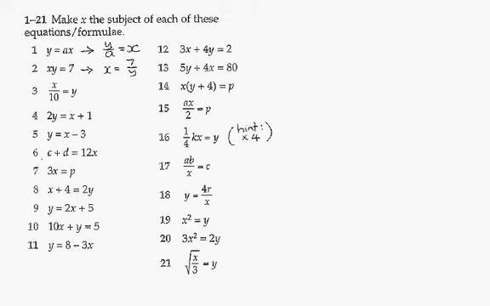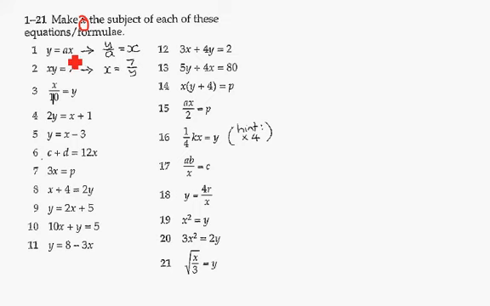This is exercise 3.04, rearranging the subject of the formula. Now I've started a couple of these. In all of these questions we are trying to make x the subject of the formula. So if we look at the first one, we can see that x has been multiplied by a.